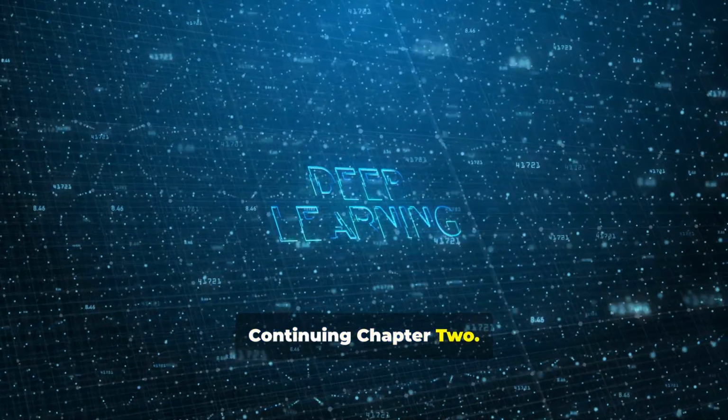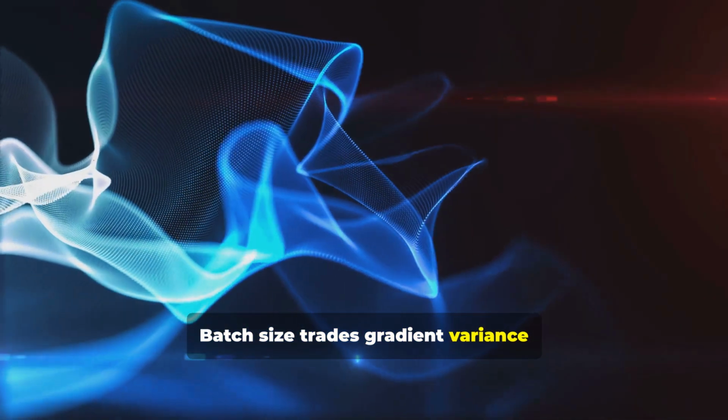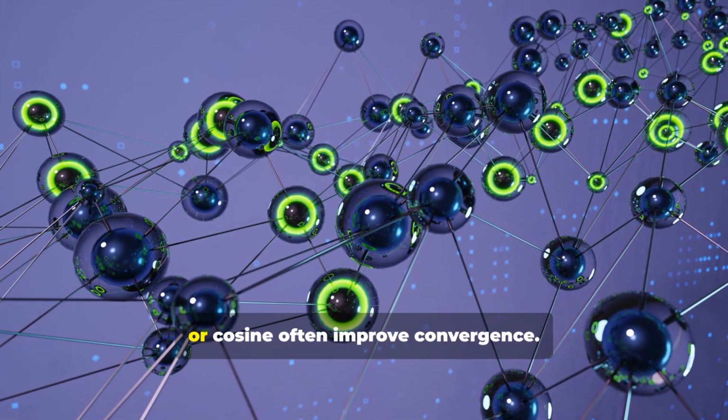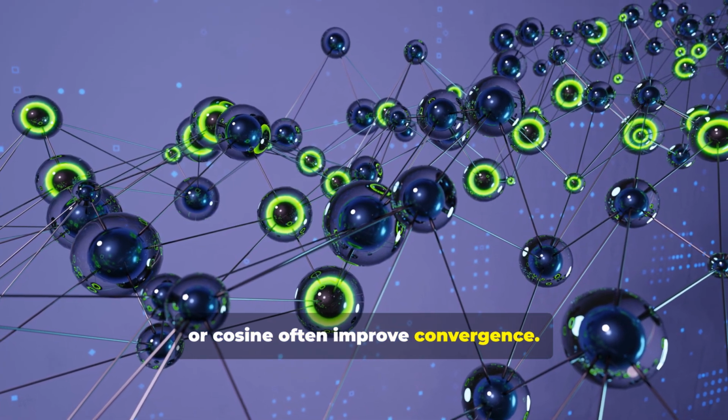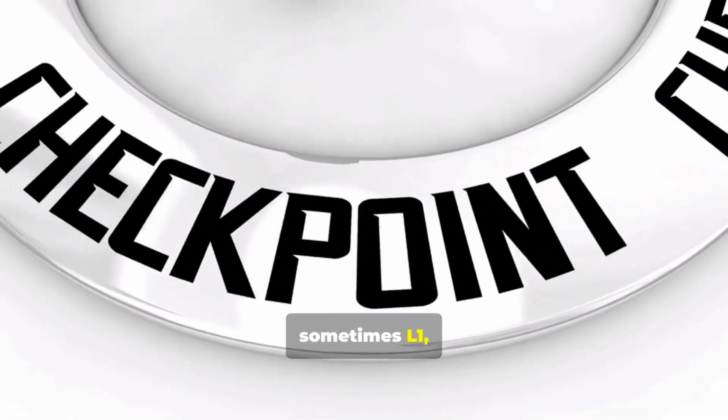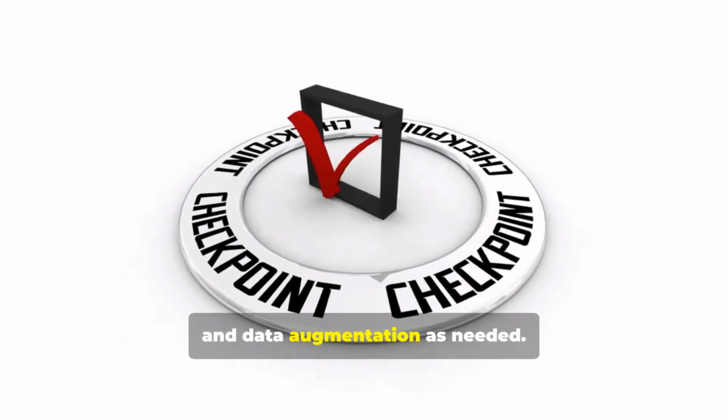Continuing. Chapter 2. Batch size trades gradient variance against compute efficiency. Learning rate schedules like step decay or cosine often improve convergence. Momentum adds a velocity term to smooth and accelerate updates. Use L2, sometimes L1, early stopping, and data augmentation as needed.